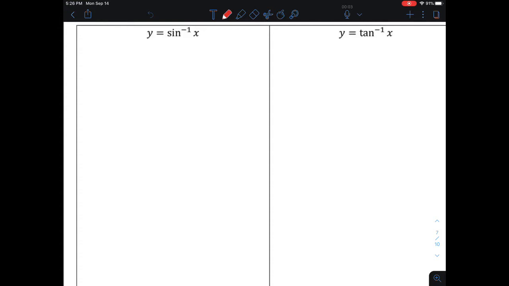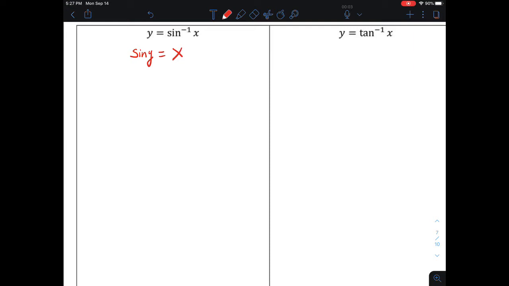Now the process to start this is we're going to use the fact that if I have inverse sine of x equals y, that means that if I apply sine to the y function, that would equal x, because the inverse just unapplied sine to y. And from here, we're going to take the derivative of both sides.